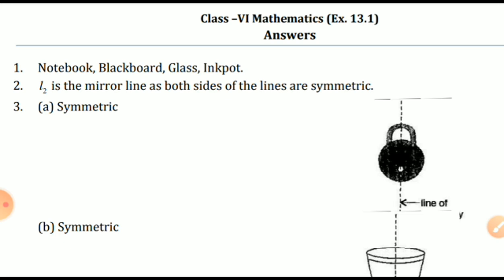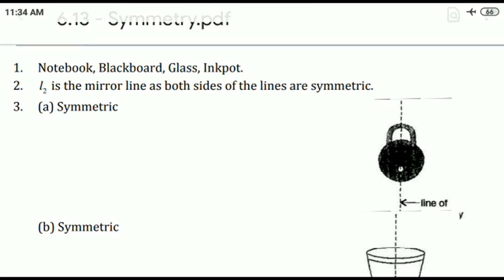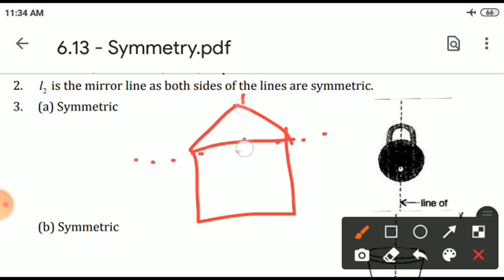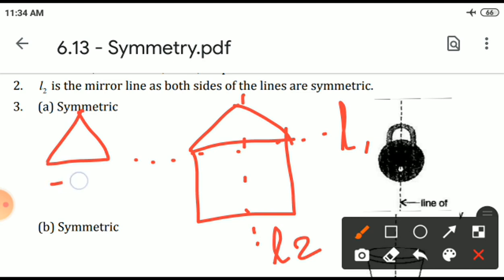Look at the second one. The picture was given like this, and they ask us for a line of symmetry of a hut, and they showed 2 lines, one slanted here and one straight. So here L2 is the line of symmetry. This was L2 and this was L1. When you take the L1 line, you have 2 parts. One part is a triangle and the second part is like a rectangle or a square. Are both equal? No, both are not equal.